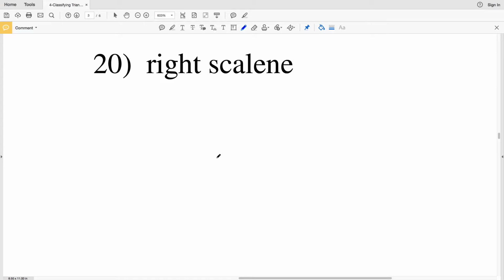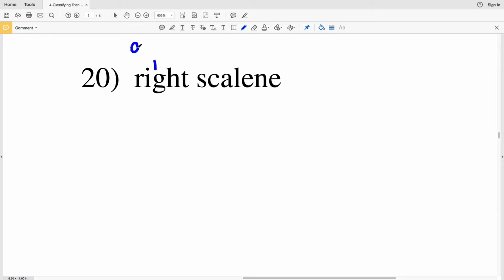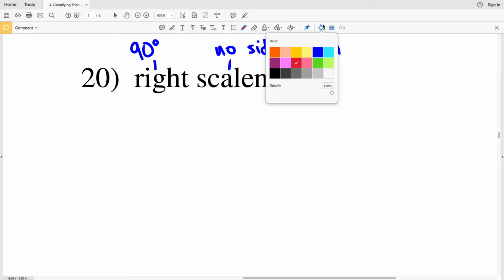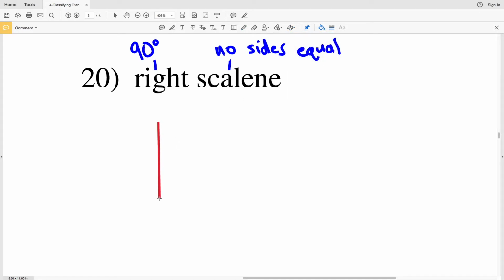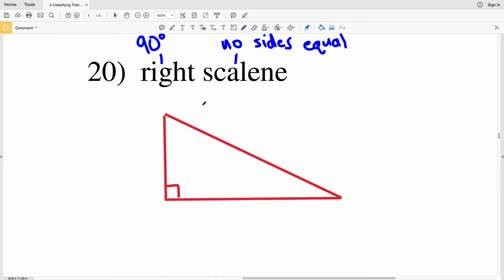In number 20, I'm going to draw a right scalene. That means that one angle has to equal 90 degrees, and no sides are equal in measure. So I'm going to start by making my right angle, remembering to make all my sides different lengths. So you can see that no sides are of equal length, and I'll indicate my right angle. So you can see I have a right scalene.